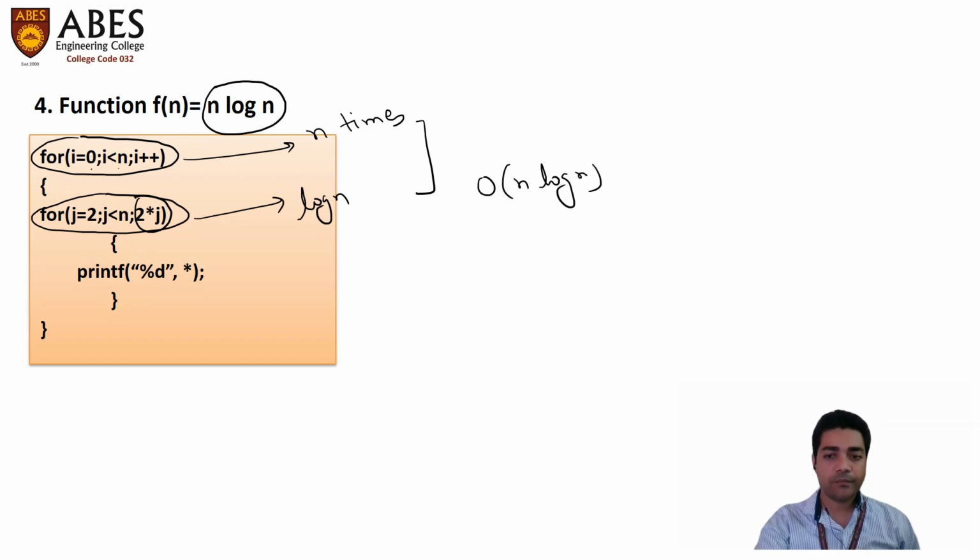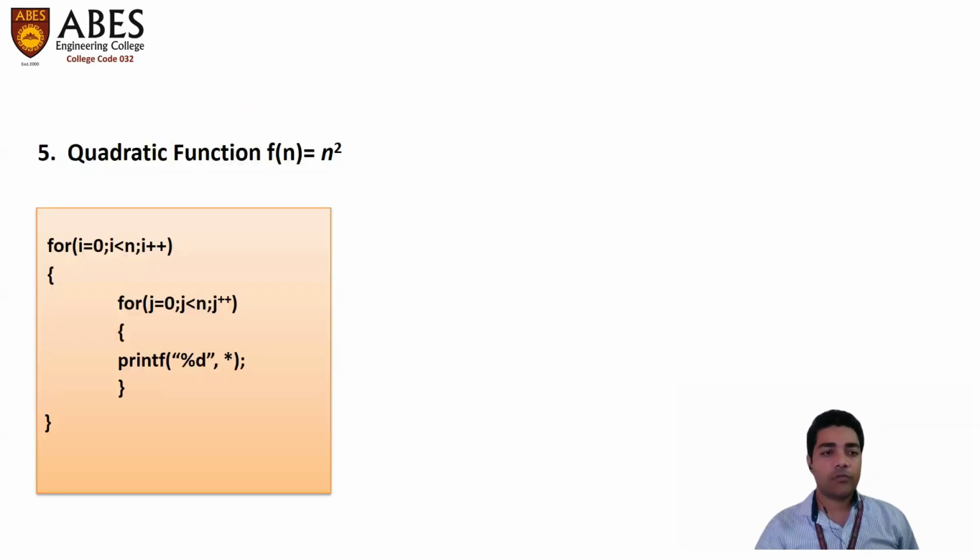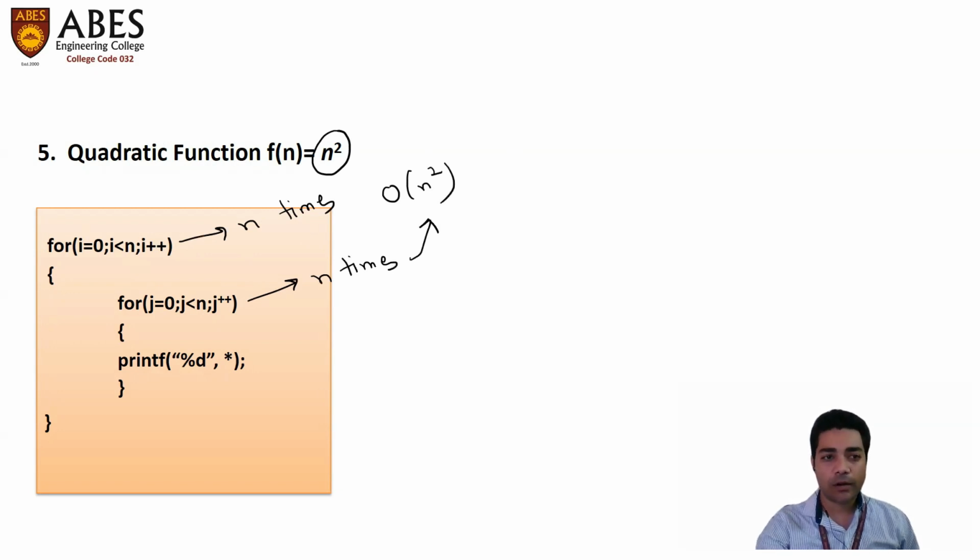Then the fifth part, the quadratic function. Here the order is n square. Now how does it become n square? Because this first for loop will run n times, and inside this for loop is again going to run n times. So that is why the order becomes n square.